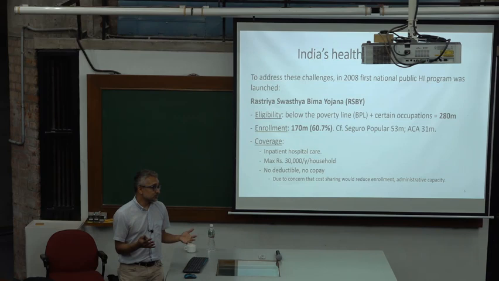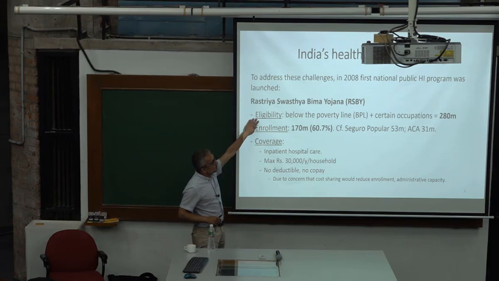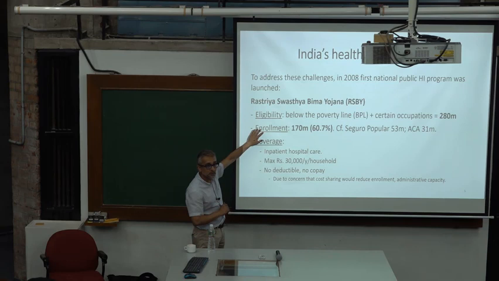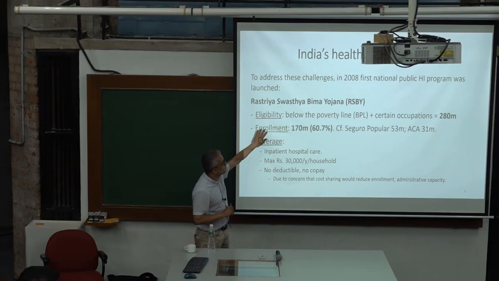I told you already that it was basically the people that were eligible below poverty line, certain occupational groups. So it's about 280 million people that were supposed to be covered, or eligible, I should say. Enrollment was only about 170 million. And I want to point out something.